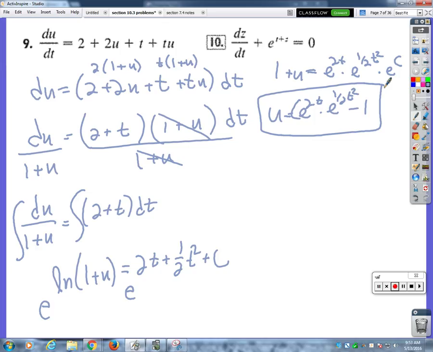Okay, let's make sure we know how to do number 10. No, I put 100. I put 190. Should have been 90. Okay, there's no integration by parts. Yeah, not that. No.